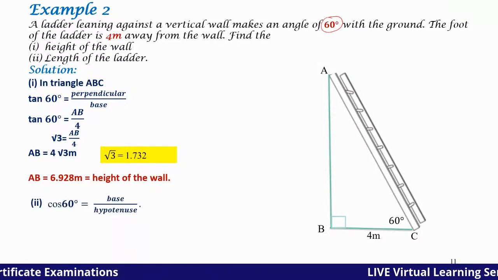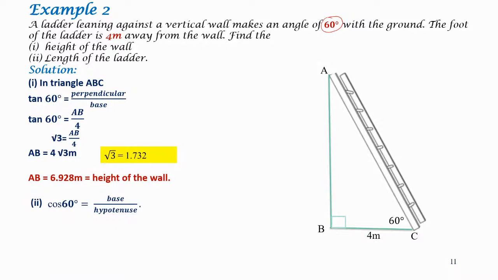Second part, we need the base is known to us, and we need the hypotenuse. Base and hypotenuse, I said just now, it involves cos ratio, base by hypotenuse. Now put the value. Cos 60 is half and base is 4 and AC. So we get the length of the ladder AC is equal to 8 meters. So again, full application of trigonometry to find something like a ladder and the height of the wall.